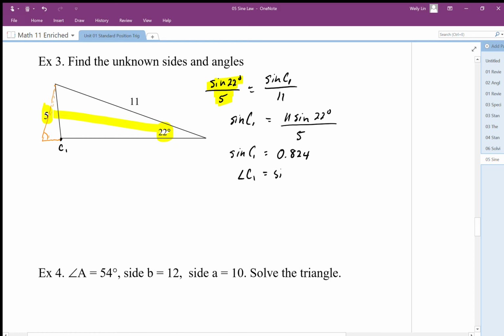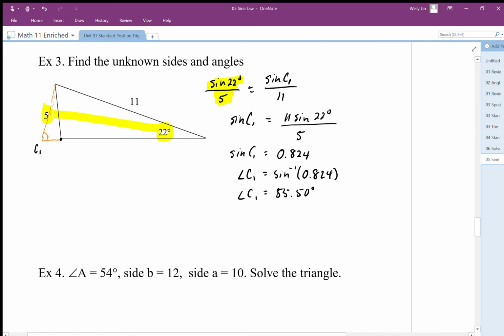Now I'm going to undo that sine with an arcsine. I input my ratio, my angle is my output, and C1 is going to be 55.50 degrees. Now, I really shouldn't have said that one was C1, because that is my acute angle.